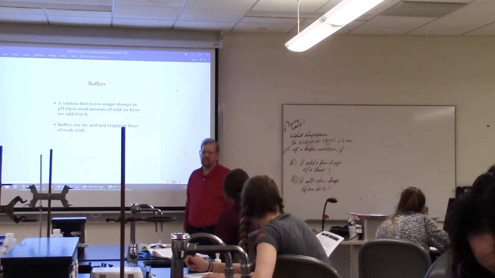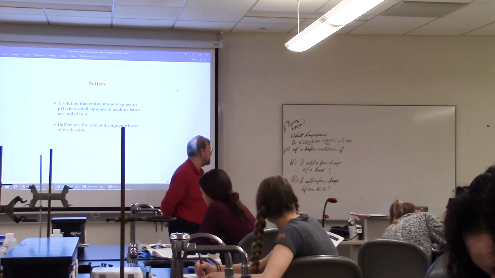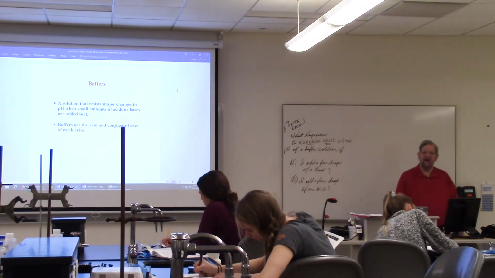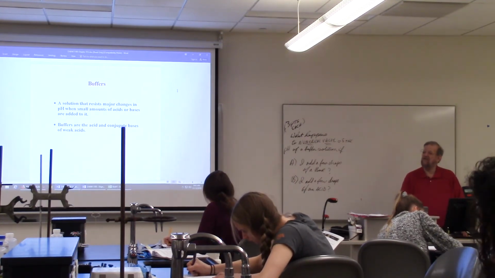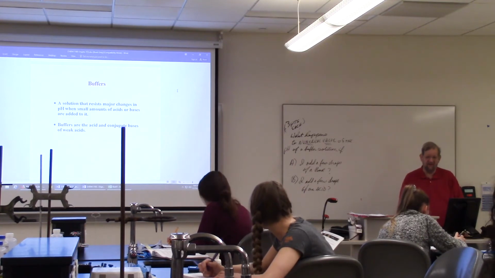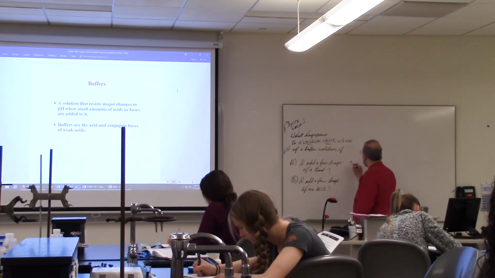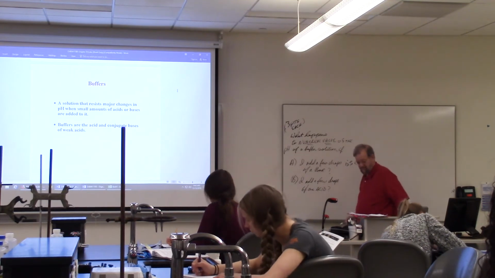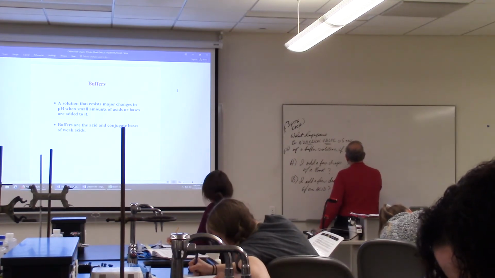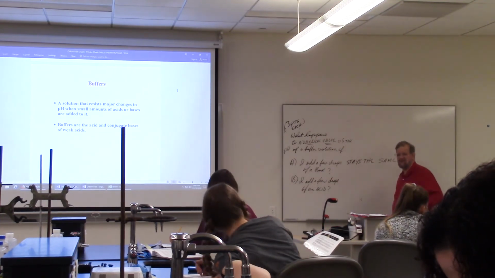And let's look at the following. What happens to the numerical value of the pH of a buffer solution if I A, add a few drops of a base, or B, add a few drops of an acid? By definition, a buffer solution resists change in pH when you add a small amount of acid or base. So therefore, if I add a few drops of a base, the pH, the numerical value, stays the same or does not change.